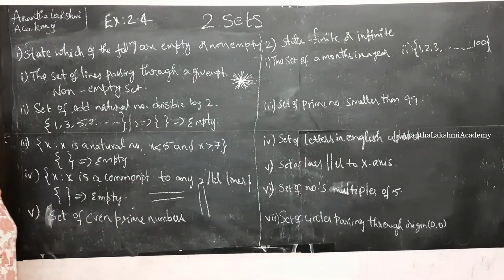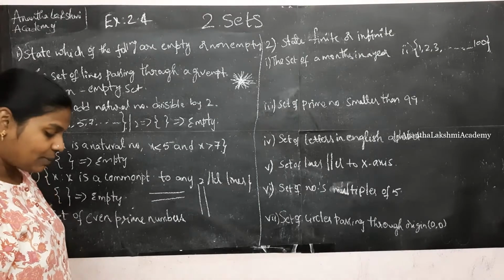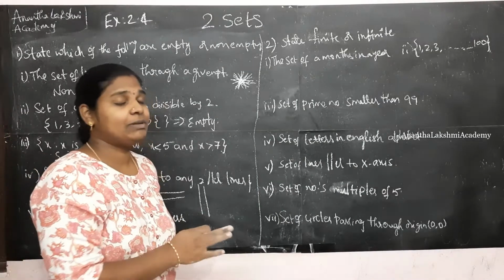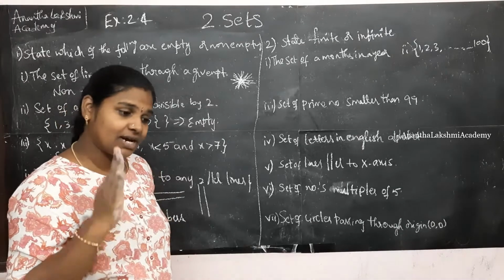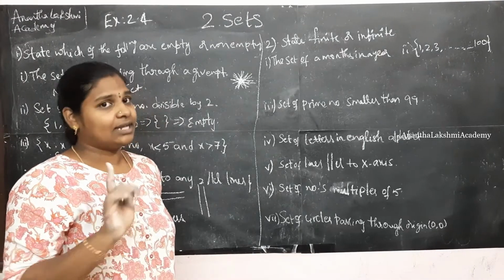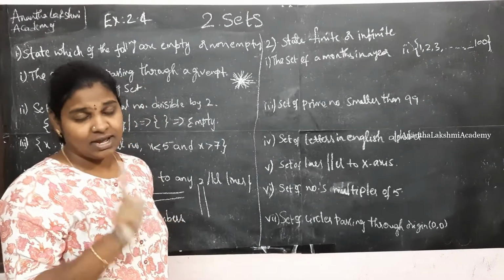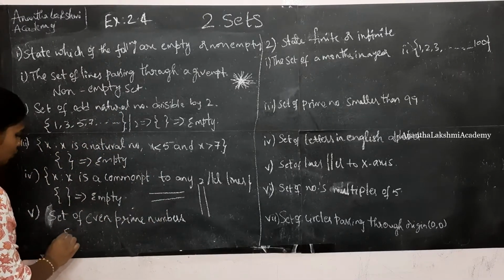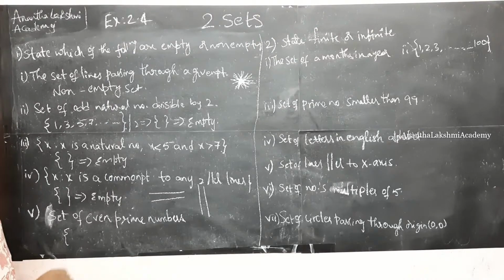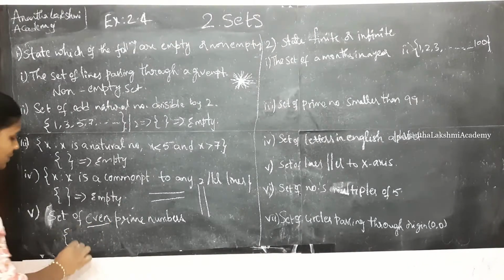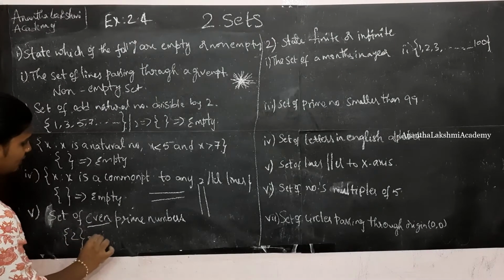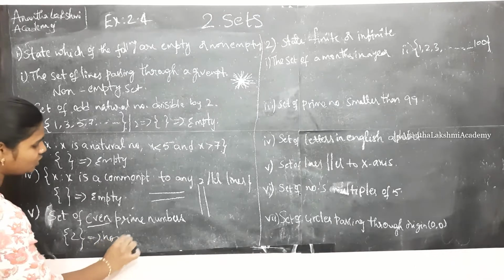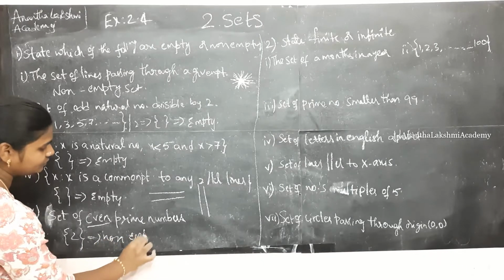Set of even prime numbers. What are prime numbers? Prime numbers are those divisible only by themselves and one. So we have 2, 3, 5, 7. They want the even prime number, which is just 2, which indicates this is a non-empty set.